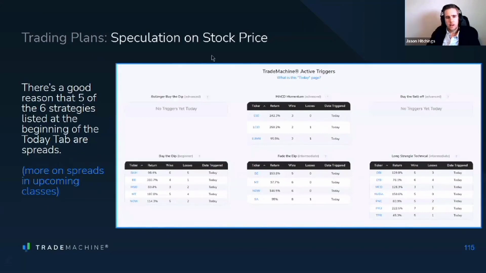That's one of the reasons that within Trade Machine, and next week on Saturday, Ophir is going to give a nice in-depth run through of what Trade Machine is and how to use it. But there's a good reason that for the top 6 strategies listed on the Trade Machine Today tab, 5 out of the 6 are spreads, because spreads allow you to manage a lot of this risk in different ways.